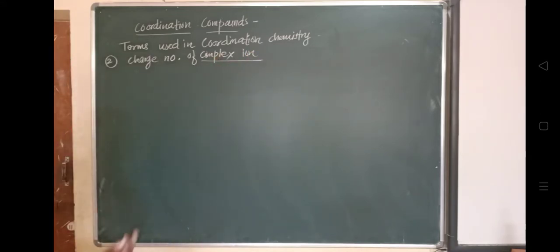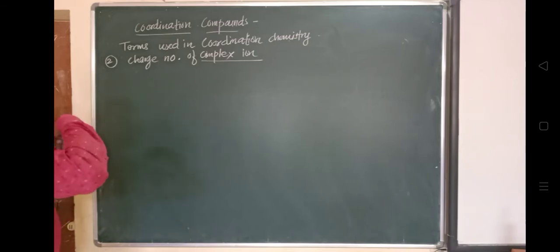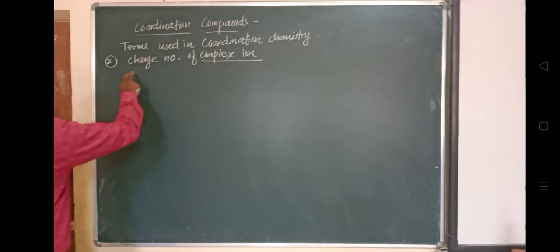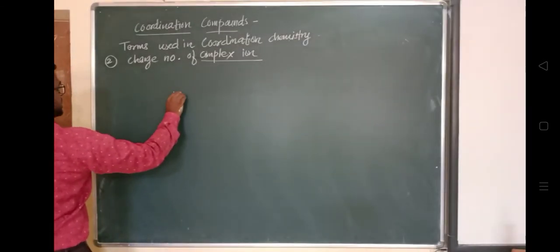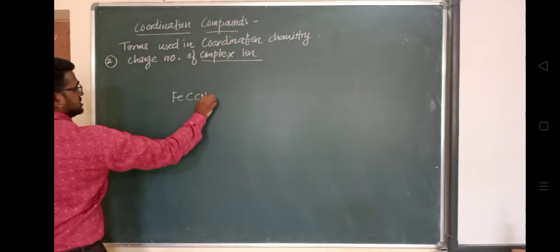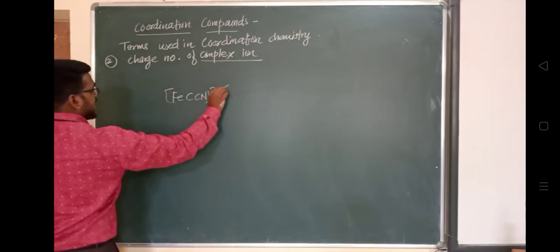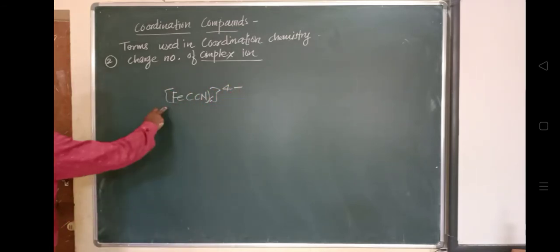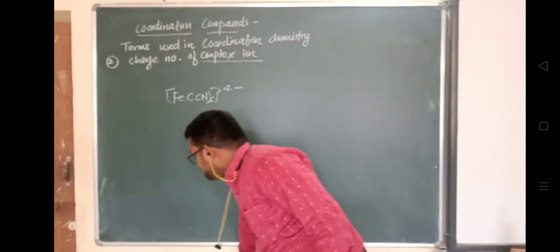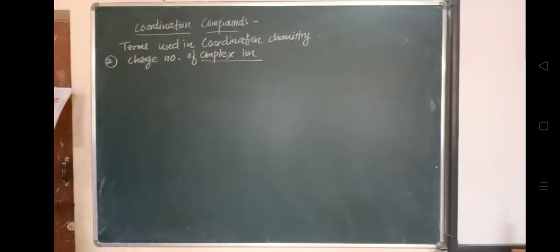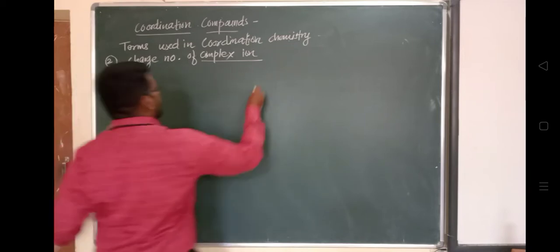So charge number of complex ion and oxidation state of metal ion. तो जो सेंट्रल में जो मेटल आयन है, उसका ऑक्सीडेशन स्टेट, मेटल आयन का, वो कैसे निकालते हैं. So what is that term? Charge number means and the oxidation state of metal. So net charge residing on a complex ion is its charge number.